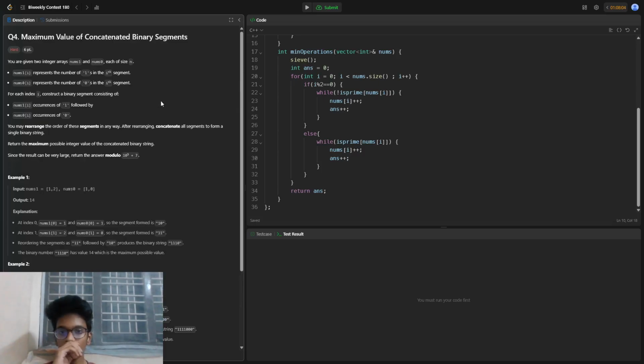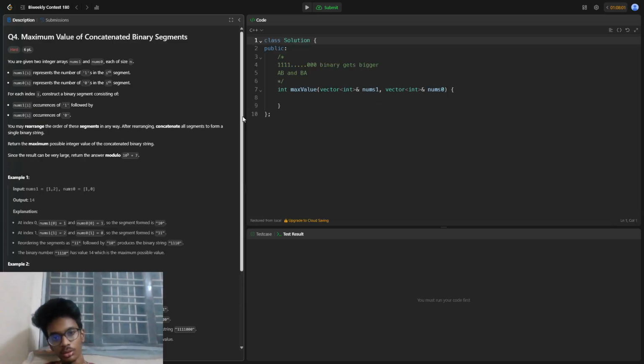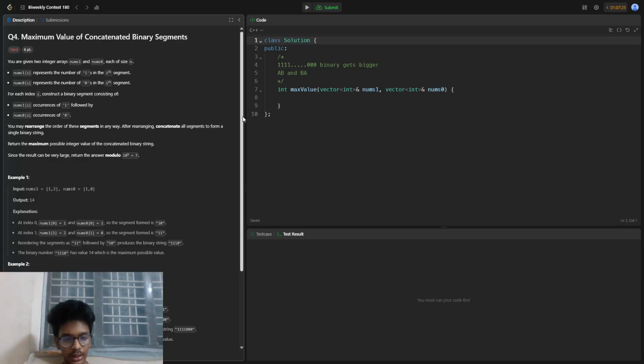Fourth could be a bit trickier. Okay, coming to the fourth one. Where did we stop? Let's read the question again. Two integer arrays represent segments; construct a binary string by rearranging them. So we were doing the sorting rule thing. We need to find a sorting rule, which we already found. You are supposed to compare AB and BA.